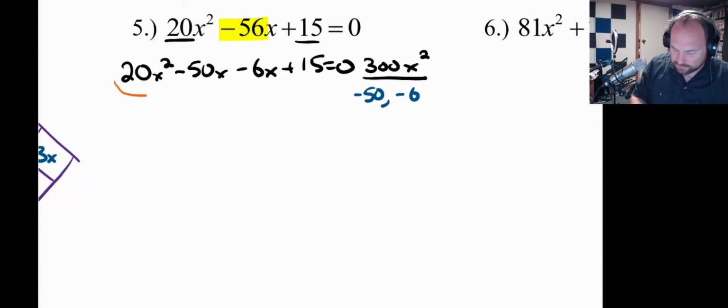Now I'm going to look at the first two terms, which, if I've done this correctly, we should be able to factor something out of those two. Looks like 10x will come out of those.